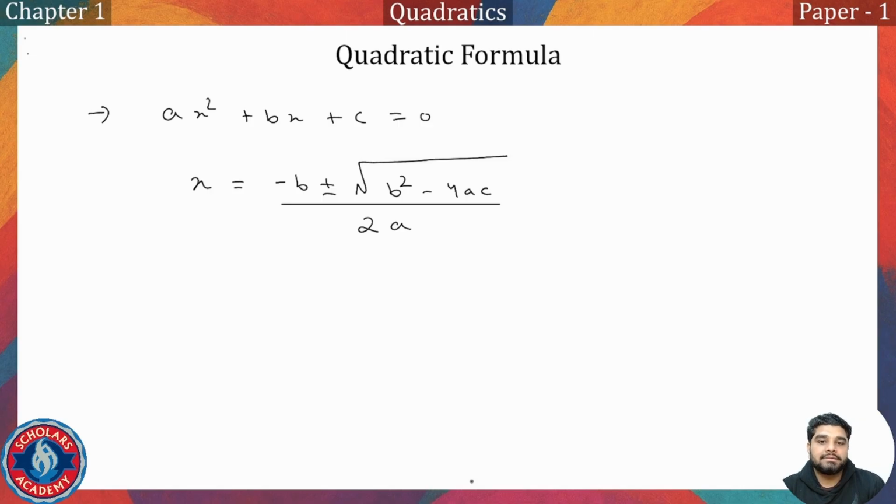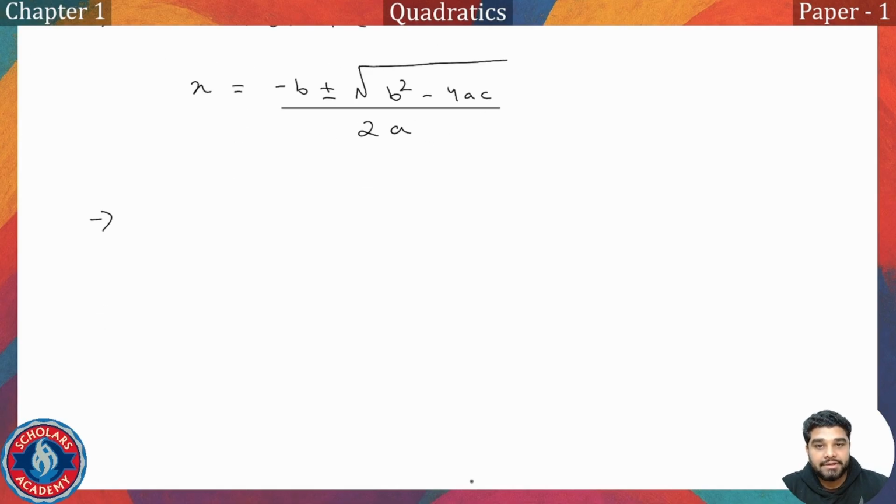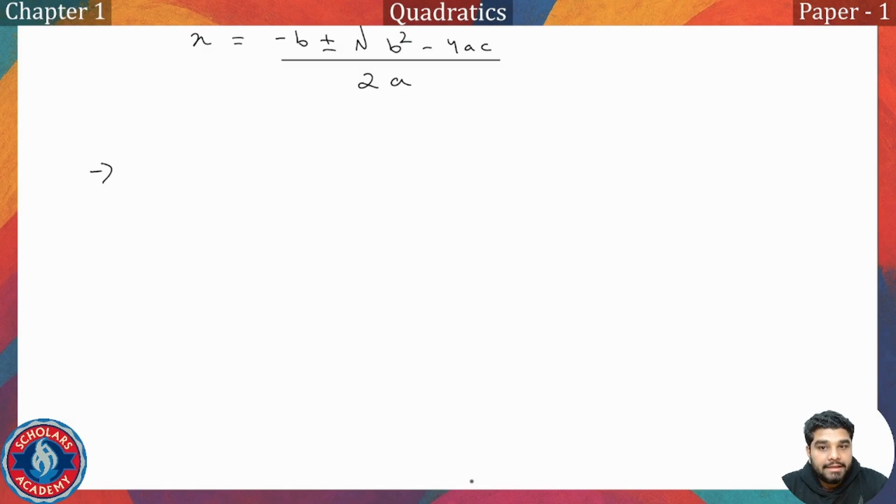A bit complex, right? But if I tell you that this formula is derived from the completing the squares method, that's a bit shocking. I will tell you how this formula is derived now. If we take a general equation ax² + bx + c = 0 and try completing the square in this equation, what I will get is this quadratic formula.